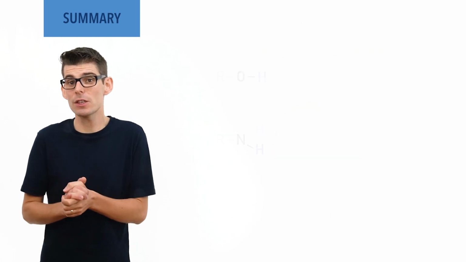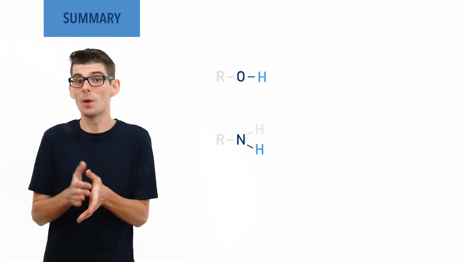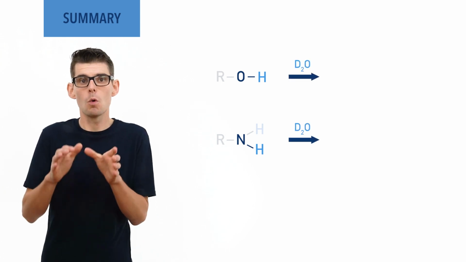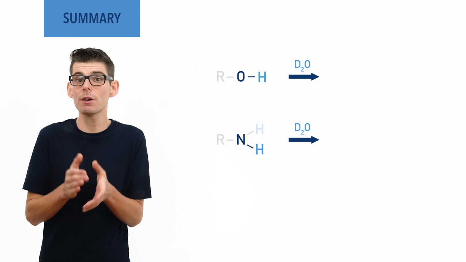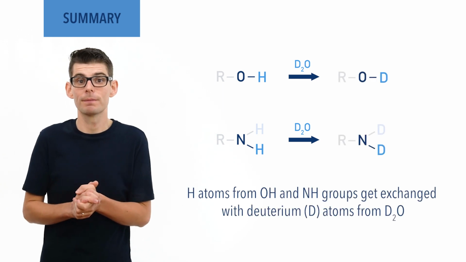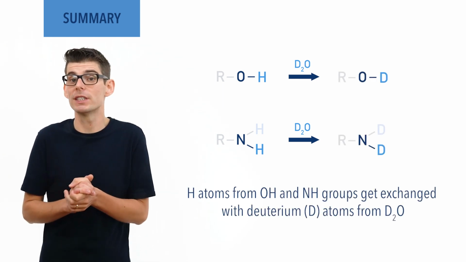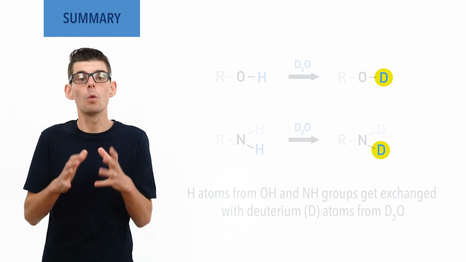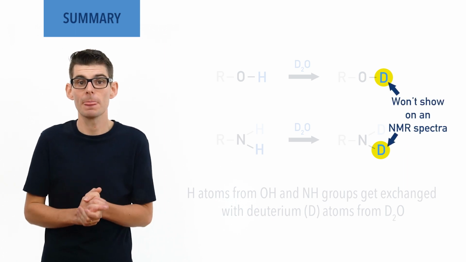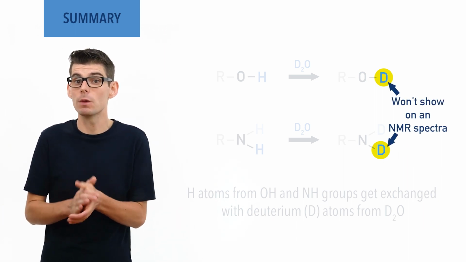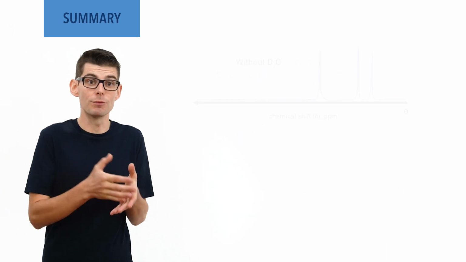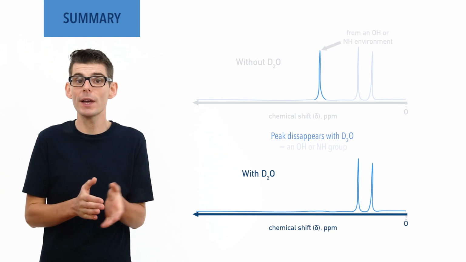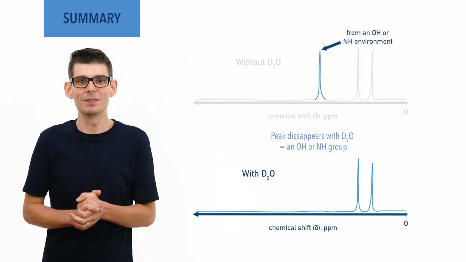For OH and NH bonds in a sample, if D2O, heavy water, is added, the hydrogen atoms in those bonds will be swapped and exchanged with deuterium atoms from the D2O. When this happens, the deuterated hydrogen atom, now bonded to the oxygen or nitrogen in the molecule, will no longer show up on a spectra. This means when a compound is mixed with D2O and then an NMR rerun, if any peaks disappear, they must be due to the presence of an OH or NH group in the molecule.